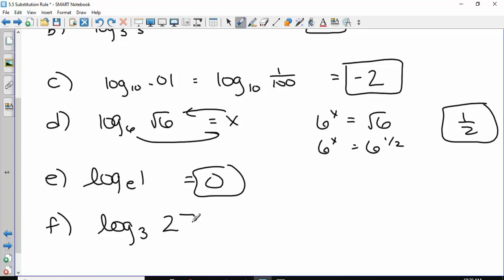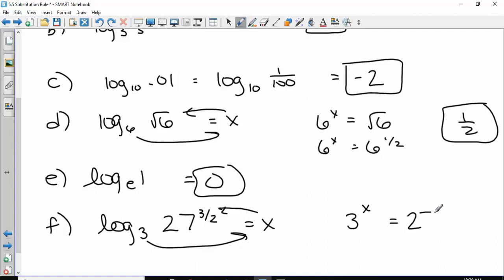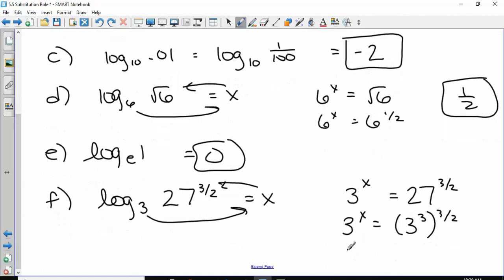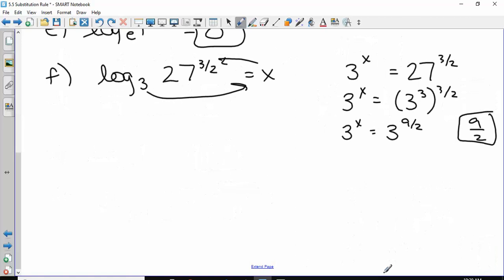F. This one you may have needed to work out. So if you set that equal to x, that says 3 to the x equals 27 to the 3/2. 27 is 3 to the 3rd. What do you do with a power to a power? Multiply. So that's 3 to the 9/2. So x is 9/2.